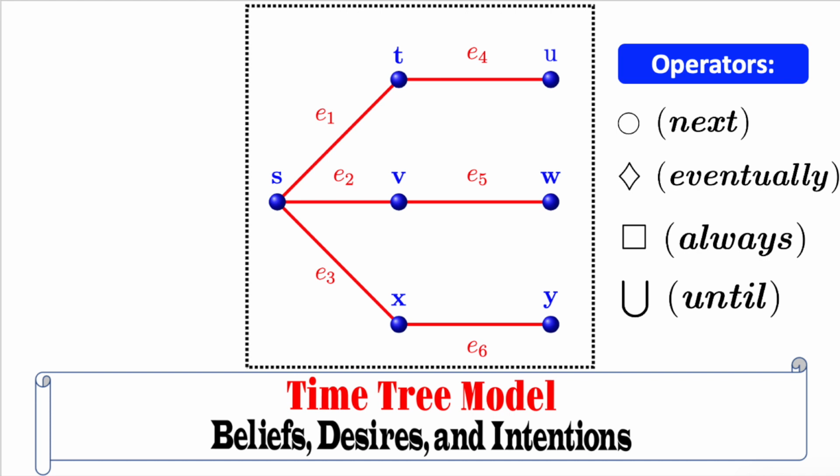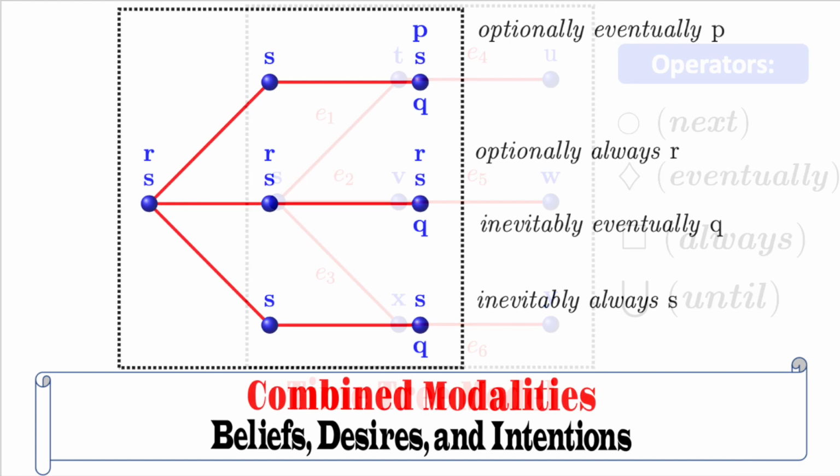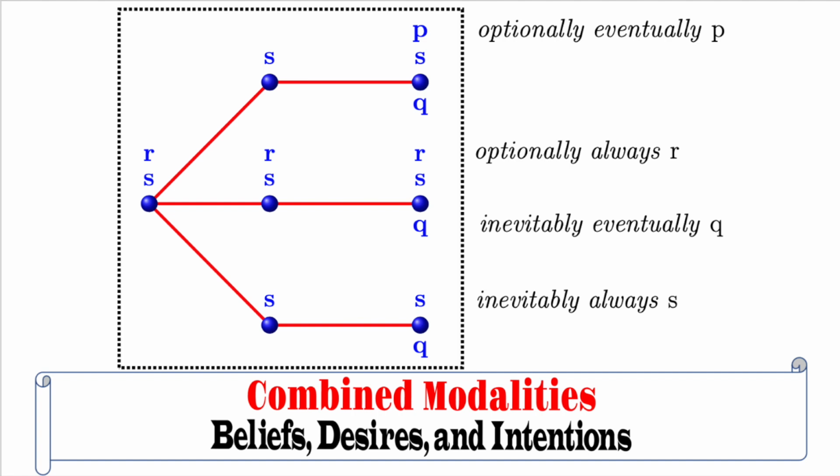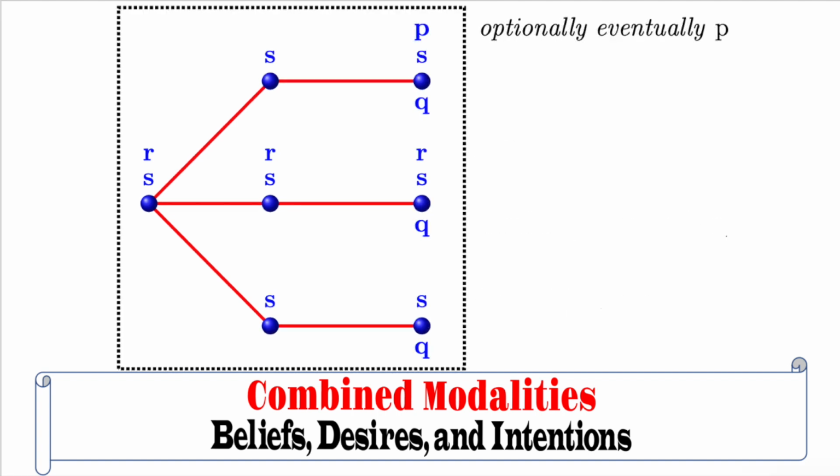We can combine these modalities in various ways to describe the options available to the agents. An example of combined modalities is shown on the screen. As we can see, the path from time point SR to time point P is optionally eventually P. Why optionally? It is because there is only one path from time point SR to time point P. Why eventually? It is because time point P appears only at the end of the path from time point SR.